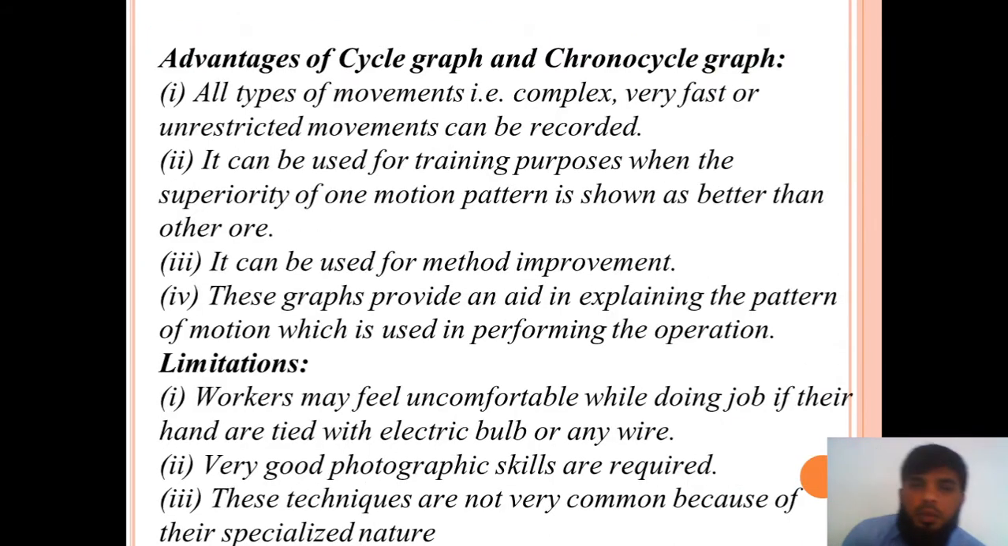So what are the advantages of this chronocycle graph? All types of movement, whether complex, very fast or unrestricted, can be recorded. Because of the light we are able to see the smooth motions, even though with the naked eye you cannot see them, but the tracing of that light can be easily done.